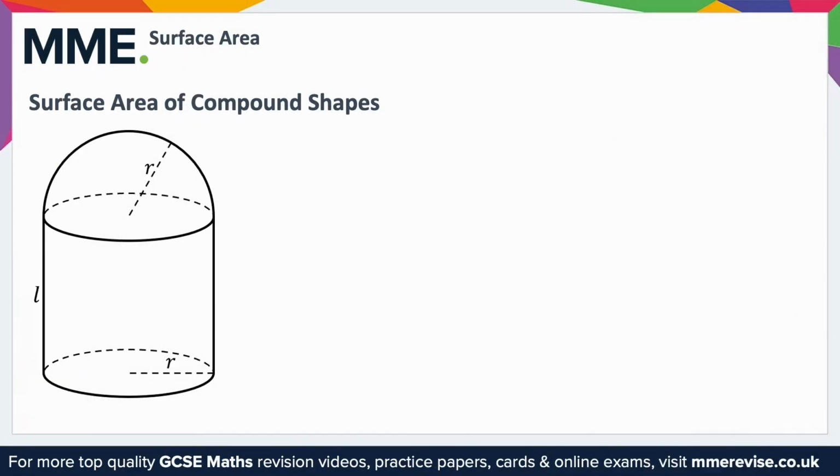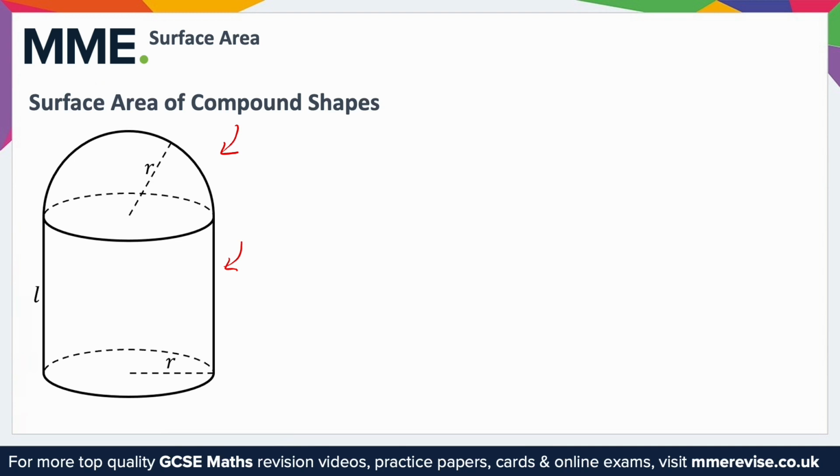Occasionally, you might be asked about compound shapes. This is where you take multiple 3D shapes and put them together. For example, here we can see a hemisphere and a cylinder that are on top of each other to form this compound shape. So naturally, you would say, oh, well, just take the surface area of each one and add them together. Let's start off by doing that.